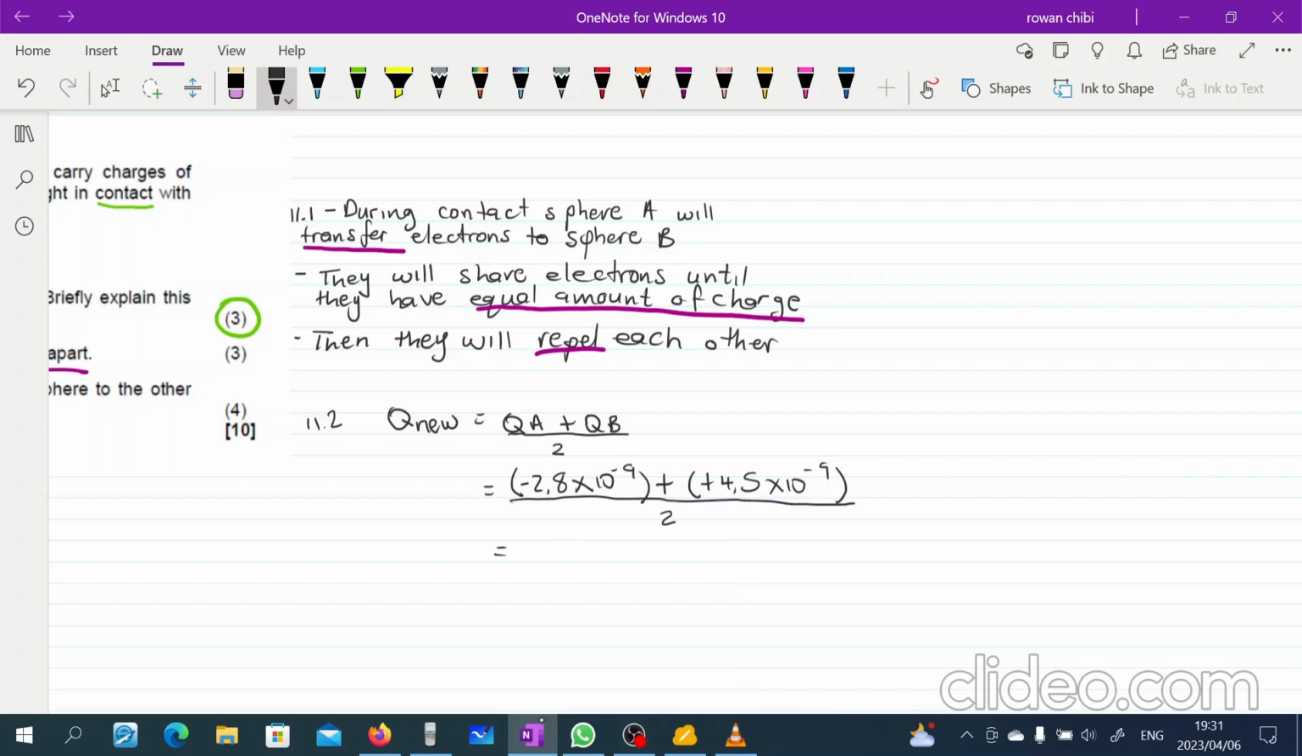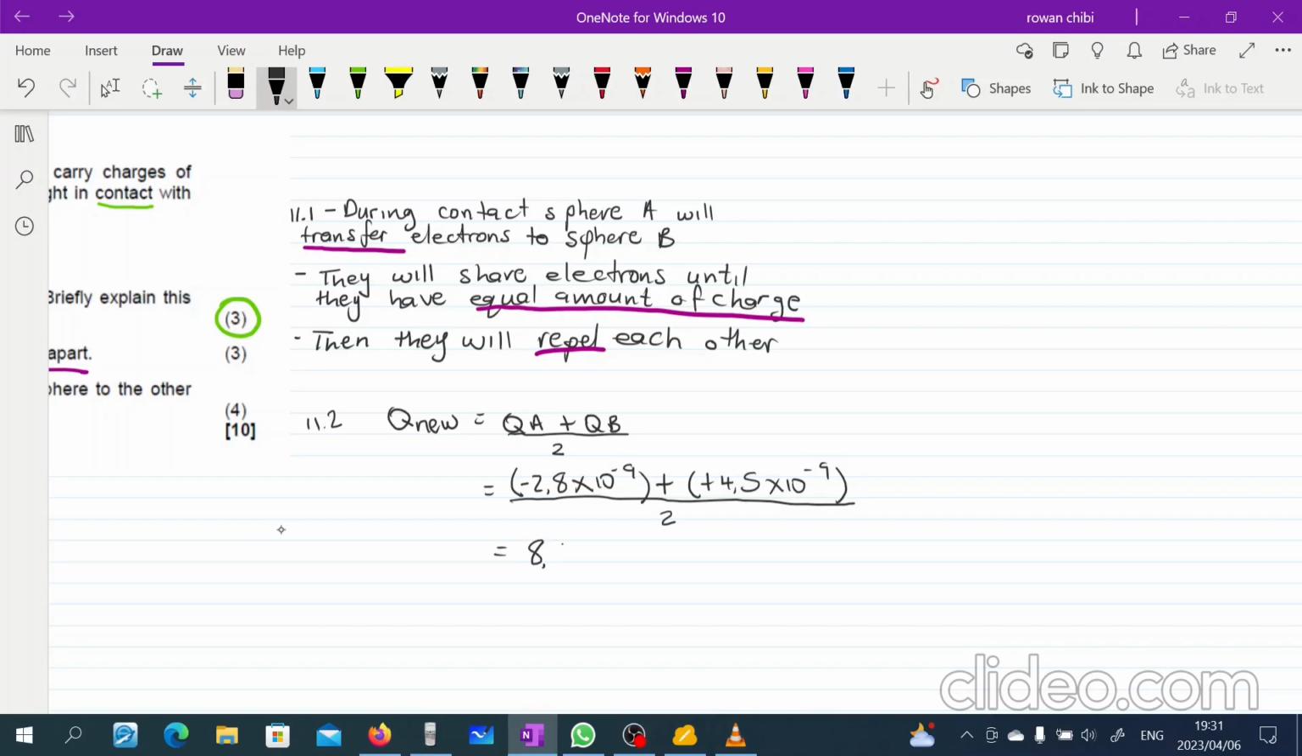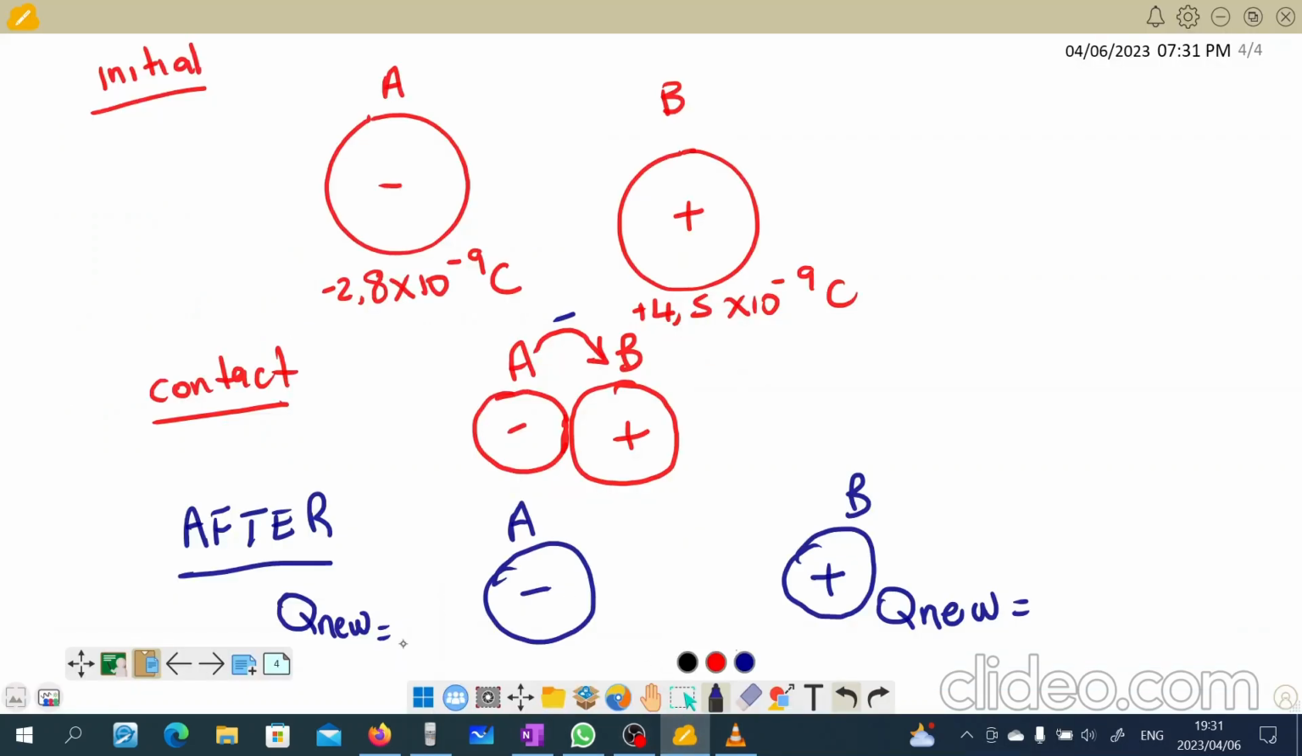So punch it on your calculator. Open a bracket, negative 2,8 exponent negative 9, close the bracket, plus open a bracket 4,5 exponent negative 9, close the bracket, denominator is 2. The answer is 8,5 times 10 to the power negative 10 coulomb. So now we have the answer for the Q new.